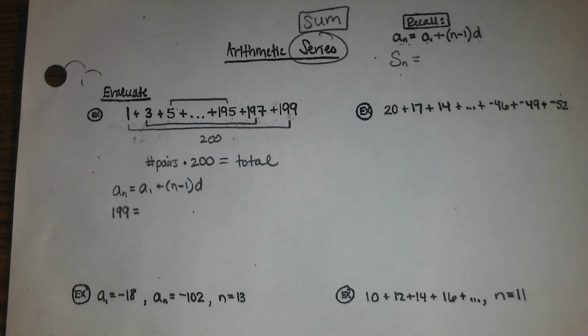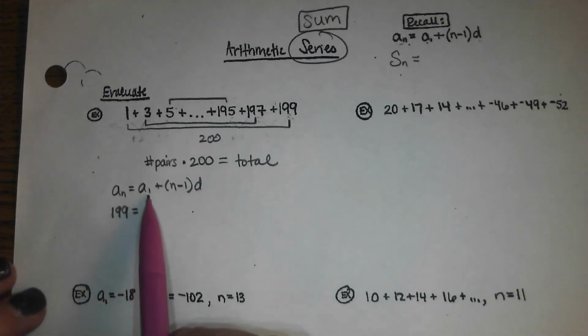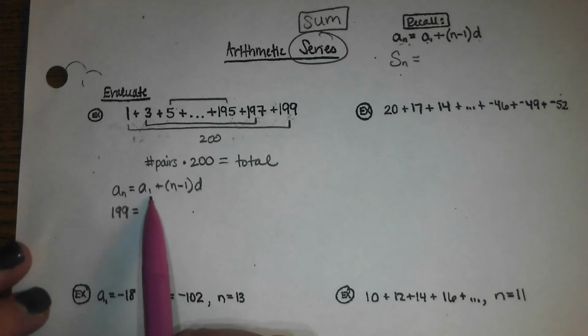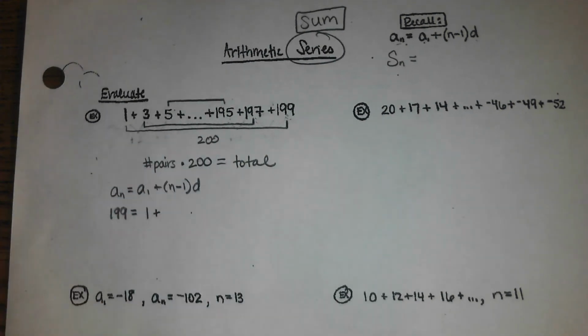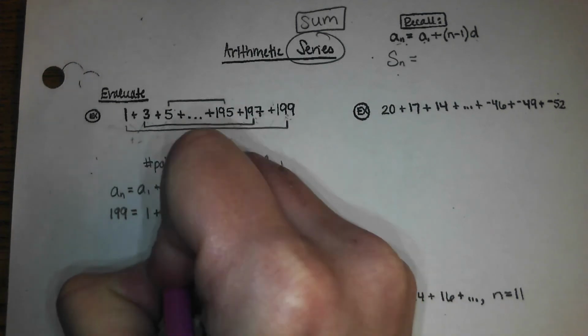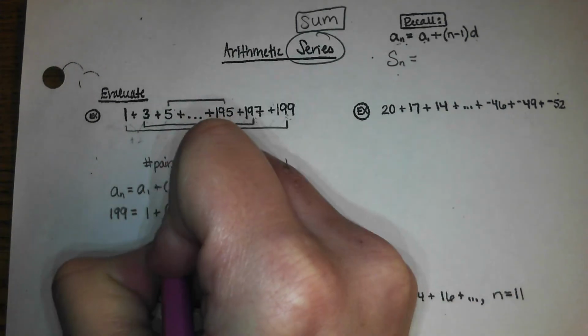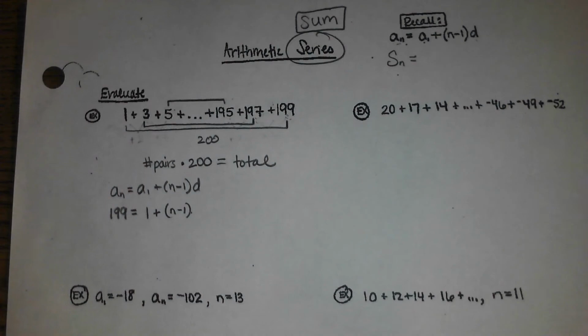I don't know what n is. I don't know if 199 is my 7th term or my 70th term. I have no idea what n is, but that's what I'm going to find out. What's a sub 1? Morgan? 1. Again, n is the number of terms in the sequence. I have no idea what that is because they left a whole gap. So I'm going to keep that n minus 1. And what's my d, Lucas B?